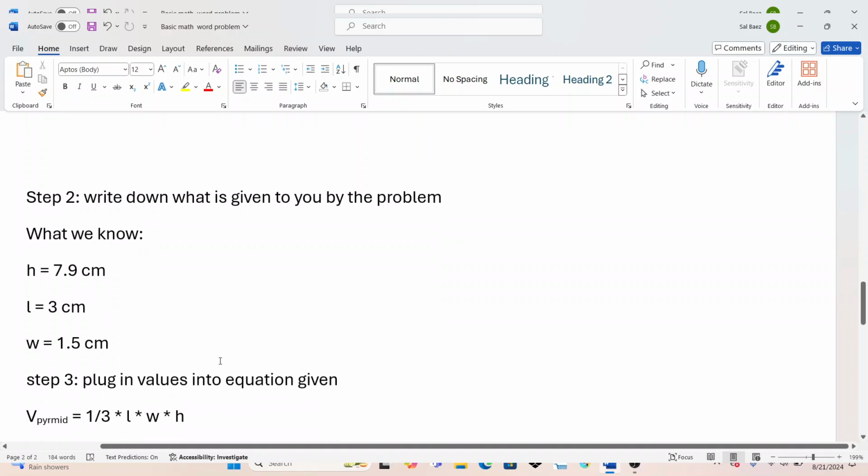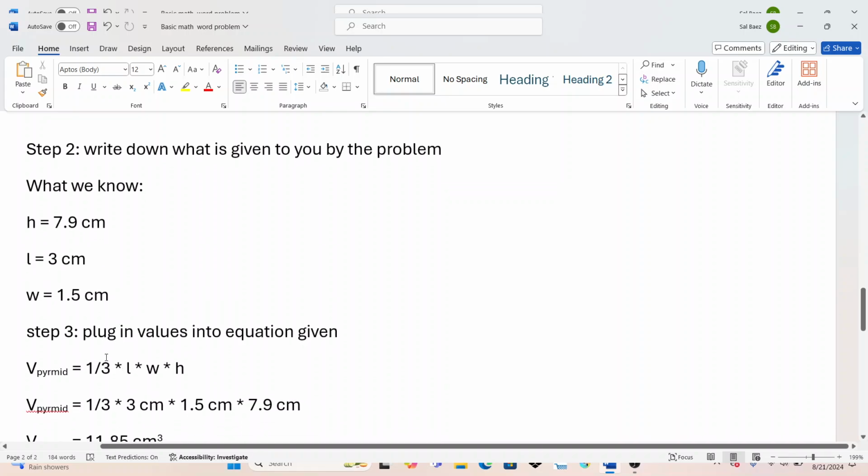I hope that's clear what I'm trying to say here. So this formula is given to you. I give it to you guys. I got this off Khan Academy as well. So I don't remember the volume of a pyramid off the top of my head.